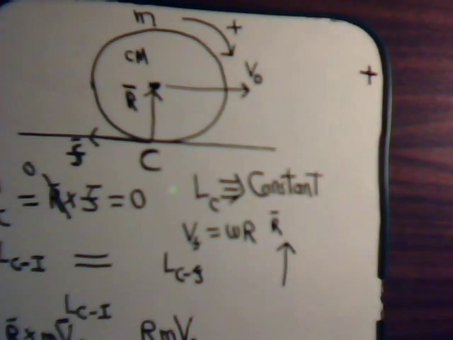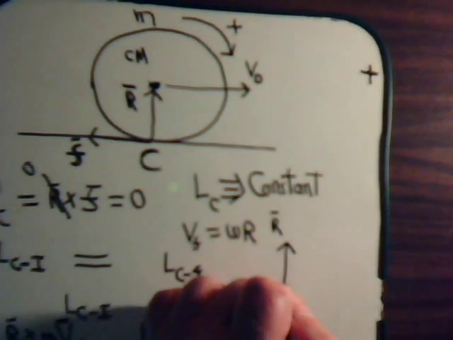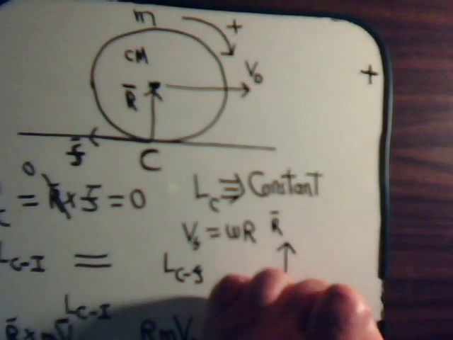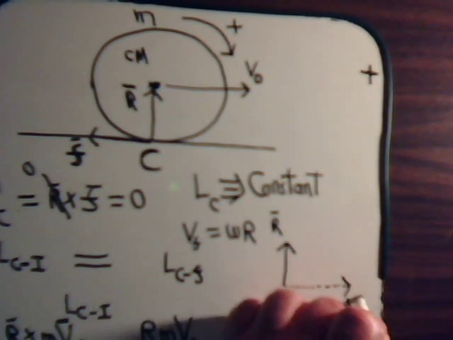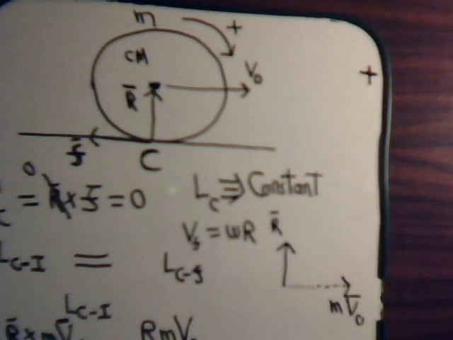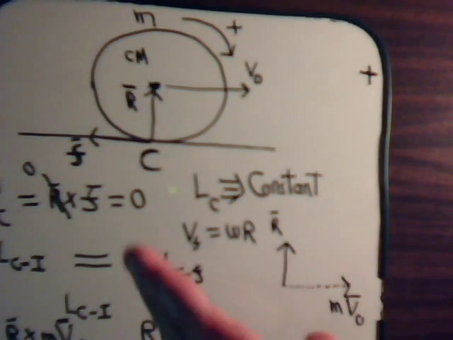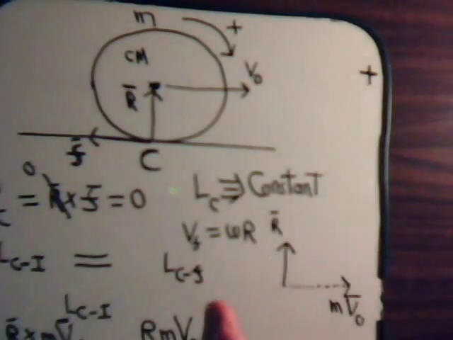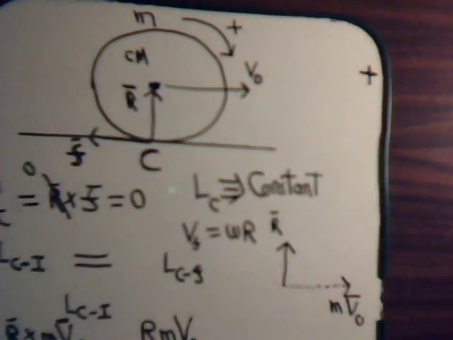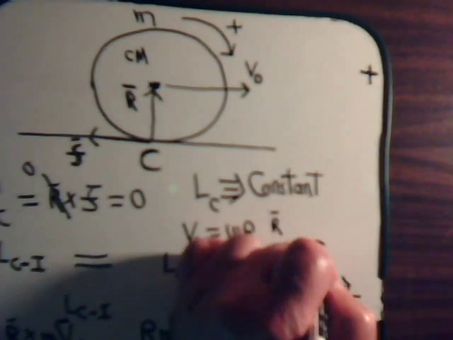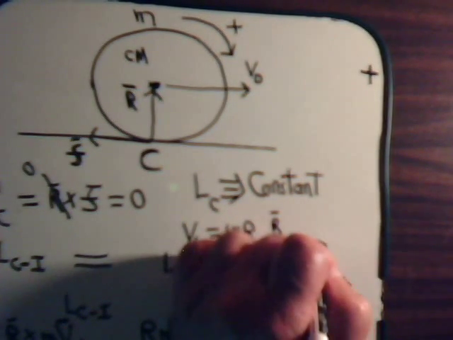V goes to the right. And remember, we have to align the vectors like this when we're taking a cross product. This is mv. So that now when we take the cross product here, the thumb was pointing down and the fingers are wrapping around like this in the positive direction. So the torque is going into the board.